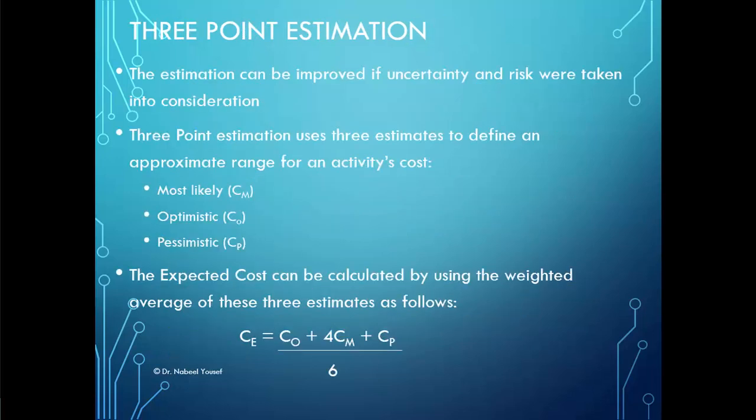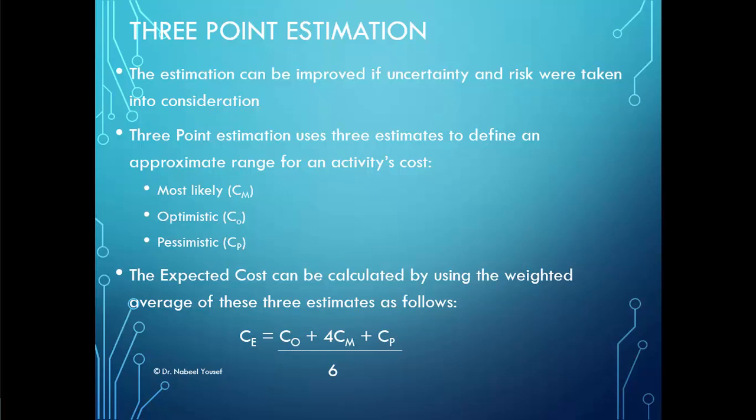Another method for cost estimation is the three-point estimation technique, which uses 3 estimates to define an approximate range for an activity cost. And this is something that we did in time duration. Again, it's the same idea. In this case, we are using cost instead of time. So we have the most likely cost to complete an activity, and we have the optimistic and the pessimistic.